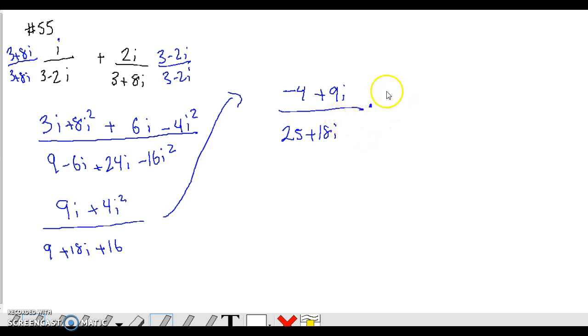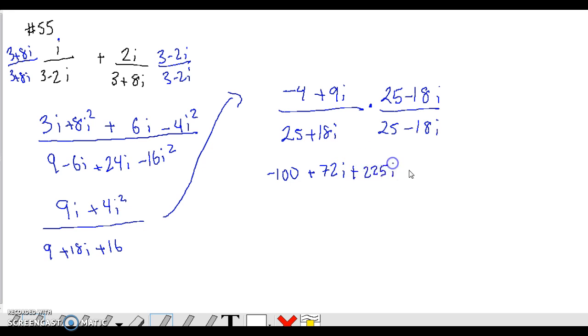I will go ahead and now multiply by the conjugate. So 25 minus 18i, 25 minus 18i. So let's go ahead and multiply all this out. So I will get negative 100. 18 times 4 will give me a positive 72i. 9 times 25 will be a positive 225i. And then finally 18 times 9 will be negative 162i squared.